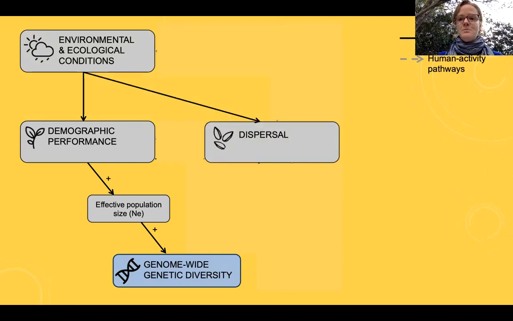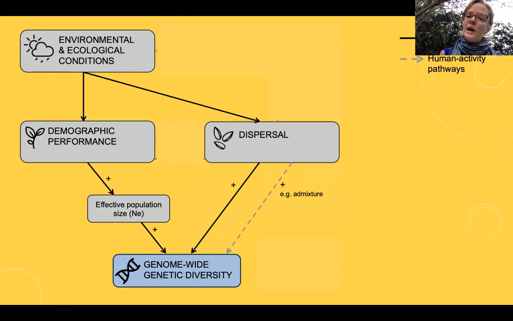And then, of course, there's dispersal. And now we know that dispersal has a huge impact on genetic structure. This also affects genome-wide genetic diversity. The environment can affect genome-wide genetic diversity through this dispersal pathway. So that's one other pathway through which we can see environmental effects on genetic diversity.